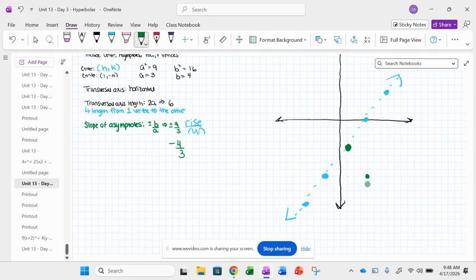Let's go down 4 again, 1, 2, 3, 4, to the right 3. And then we're going to go up 4, 1, 2, 3, 4, to the left 3. Let's go one more time, up 4, 1, 2, 3, 4, to the right 3. And once again, I connect the points with a dashed line.